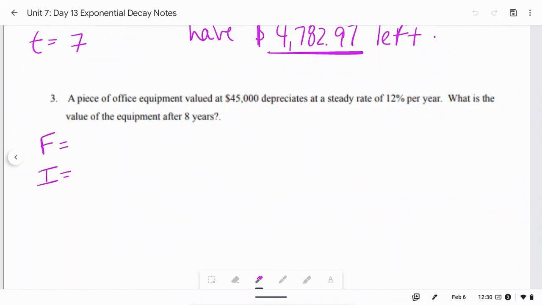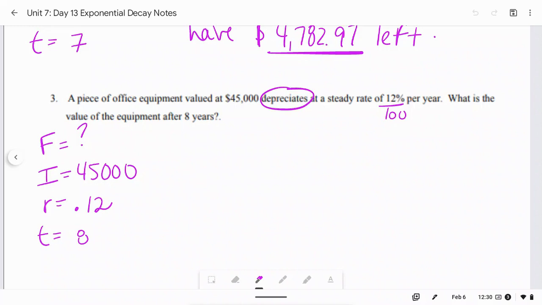So again, let's define our variables, F, I, R, and T. We're looking for the final amount. The initial amount is $45,000. The rate, I have to divide that by 100 to get the decimal, which is 0.12, and then t is 8 years. I know this is exponential decay because of the keyword depreciates. That means decay. So my equation would be F equals 45,000(1 minus 0.12)^8.